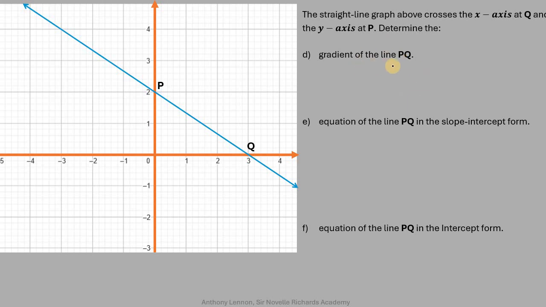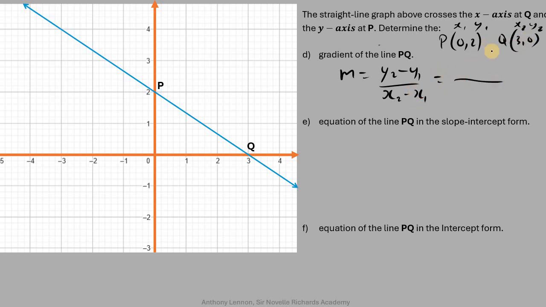Now we want to find the gradient of the line. And let's look at that quickly. So to find the gradient, let's put back the coordinates of P, 0, 2. And for the point Q, we have 3, 0. And of course, we label these X, Y's, because those are the coordinates. These are the 1s and these are the 2s. Okay, so we have x1, y1, x2, y2. And the gradient formula is y2 minus y1 over x2 minus x1.